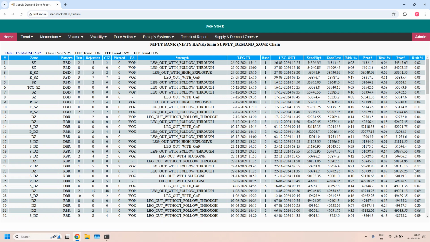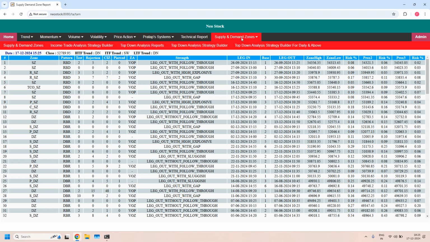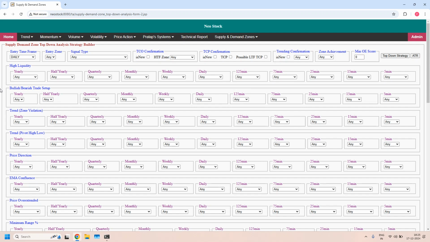So this is about Bank Nifty supply demand zone chain. The next set of reports are about bullish and bearish trade setups for monthly, weekly and daily income trades. First, let's start with the monthly income trade bullish trade setup.